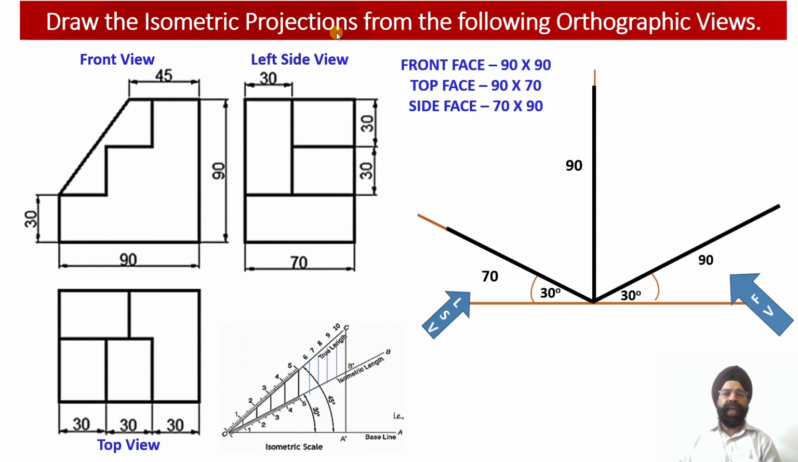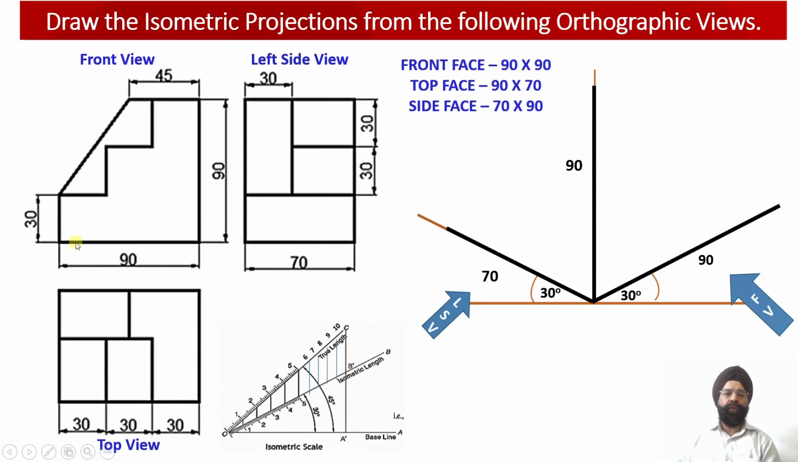And we already know that in the isometric projections, all these three faces, that is the front face, the top face and the left hand side face, will be clubbed into a single 3D isometric projection. So in order to draw the isometric projections, we need to evaluate the dimensions of these three faces. So let us evaluate the dimensions of the front face.